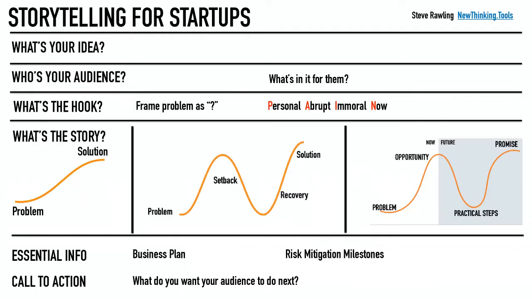Okay, so final slide. This is, if you like, a summary. All of the things we've talked about: what's your idea, who's your audience, what's your hook, what's your story, what's the essential information you need to get across. And finally, the last thing in a pitch situation is the call to action. What do you want your audience to do next? There should be something you want them to do: click on our website, call me, look through our brochure, ask me a question.